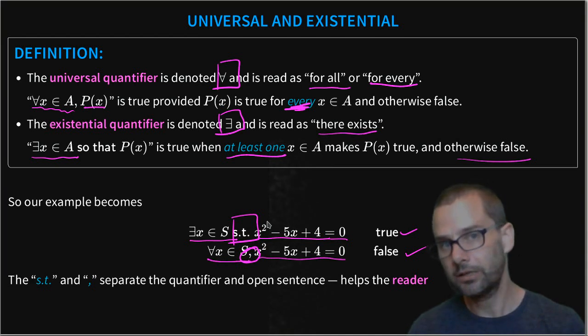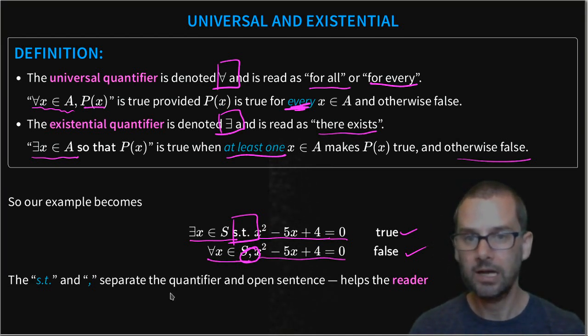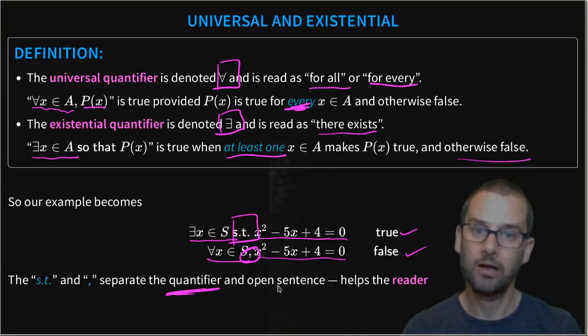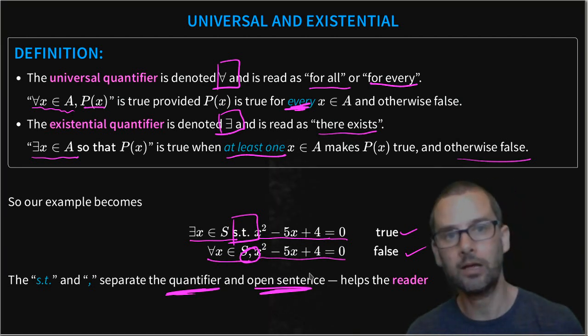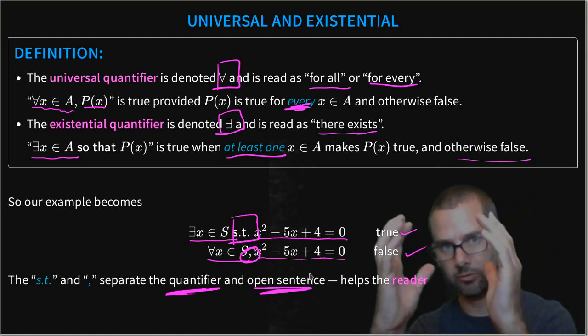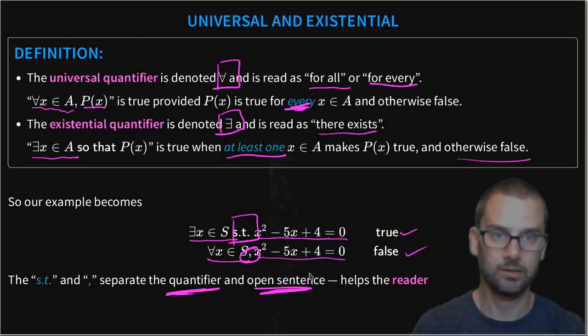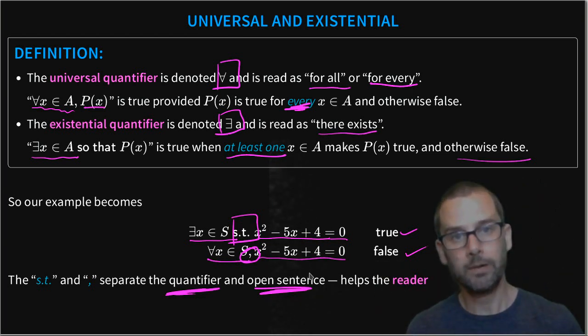These are just little bits of punctuation. They separate the stuff going on in the quantifier from our open sentence. They're there to help the reader distinguish, okay, that's the quantifier and that's the sentence. It just separates the two. So it's punctuation, please do put it in. It really helps the person reading what you're doing.